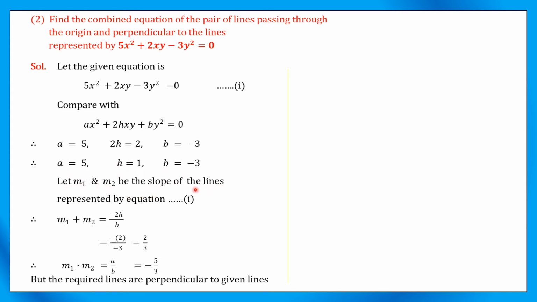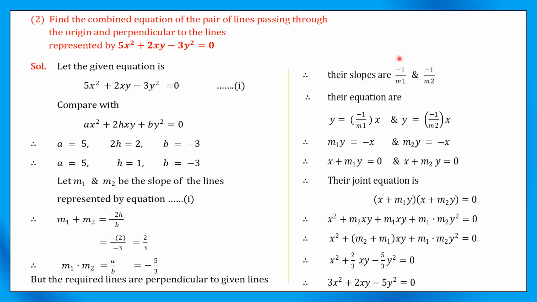Let m1 and m2 be the slopes of the lines represented by equation 1. This is a pair of lines passing through the origin. Hence it has two lines, therefore two slopes m1 and m2. We know that the sum of the slopes, that is m1 plus m2 equal to minus 2h divided by b. Putting the values we get minus 2 divided by minus 3 equal to 2 divided by 3. Also, the product of the slopes m1 and m2 equal to a divided by b equal to minus 5 divided by 3. But the required lines are perpendicular to the given lines. Therefore, their slopes are minus 1 divided by m1 and minus 1 divided by m2.